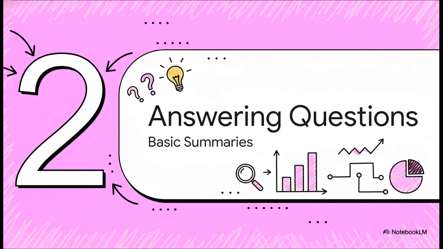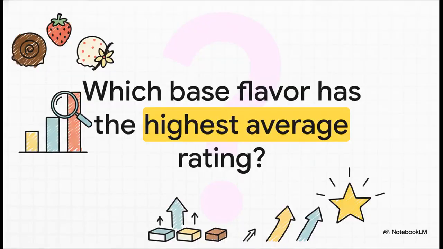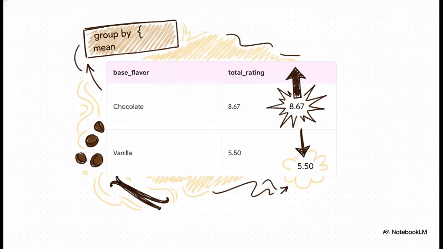All right, with that strategy in our back pocket, let's actually put it into practice. We're going to start by answering some simple but super important questions from our data. This is a classic business question, right? We have all these raw ratings, but we need an overall winner. Which base flavor is, on average, the fan favorite? And boom! With a single command, we get instant clarity. By grouping all the ratings by their base flavor and then just taking the average, we see a clear winner. Chocolate base flavors have an average rating of 8.67, while vanilla is kind of trailing behind at 5.5.